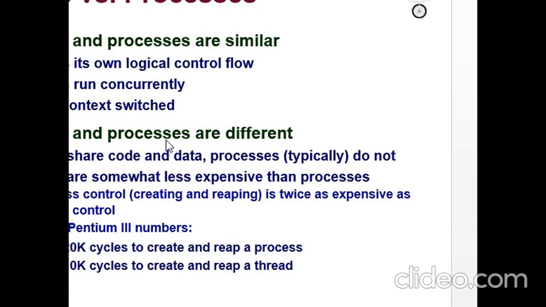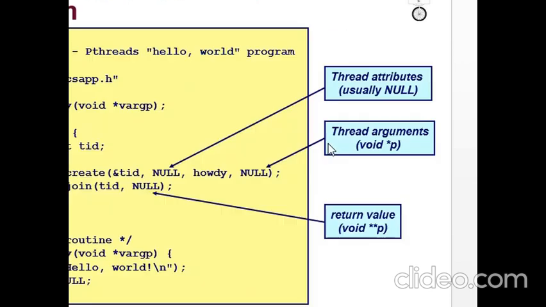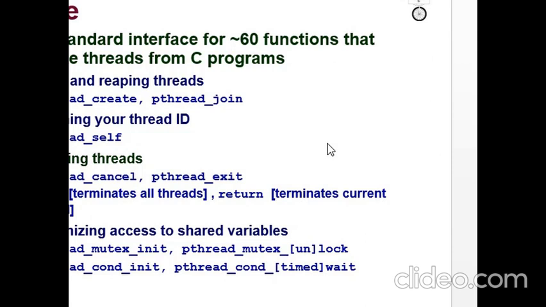Threads are somewhat less expensive than processes. The process control, creating and reaping, is twice as expensive as thread control. On Linux Pentium, it takes about 20K cycles to create and reap a process, and fewer cycles to create and reap a thread. The POSIX thread (Pthread) standard defines about 60 functions that manipulate threads from C programs, including creating and reaping threads.